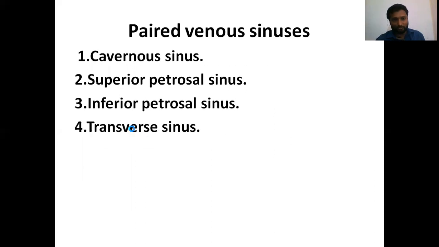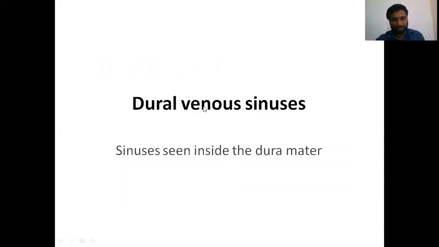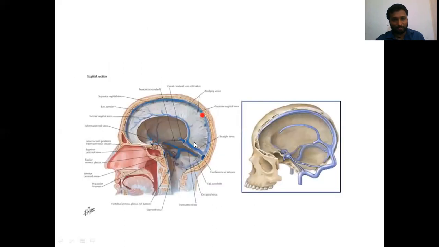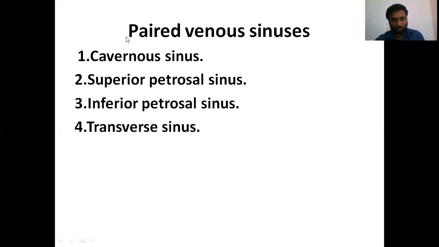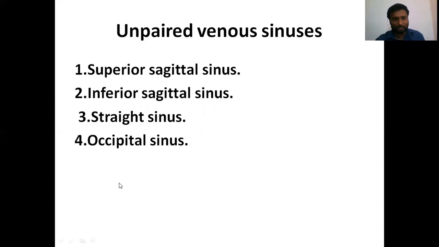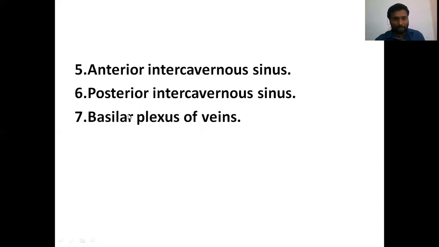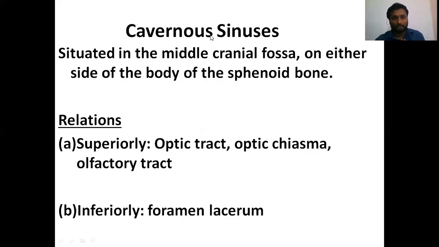So first we saw what is meant by sinus. Sinuses are the spaces seen inside the dura mater. Those spaces can be divided into two categories: paired and unpaired. Now we have to discuss the details of the cavernous sinus.